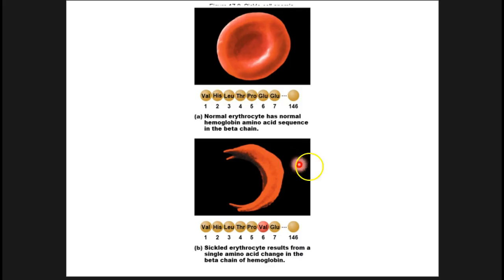This is the literal sickle cell shape of sickle cell anemia. It's due to a single point mutation in the genetic code. It only takes one. That's it. We finished. Any questions before I end the recording?